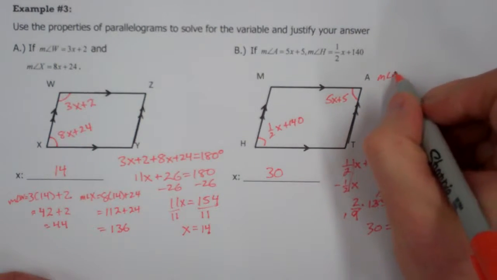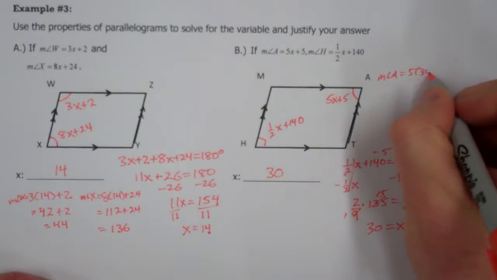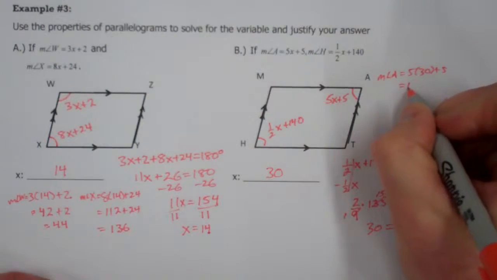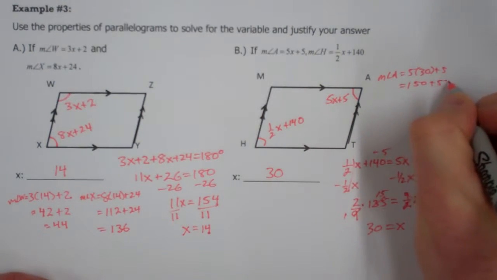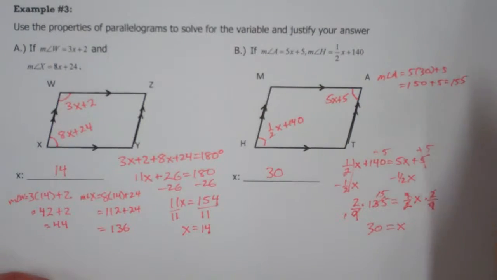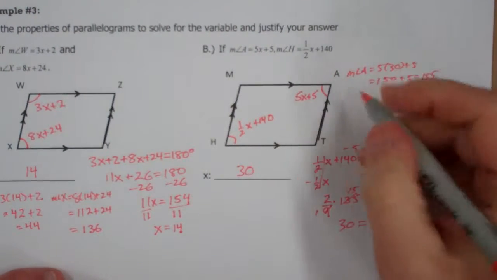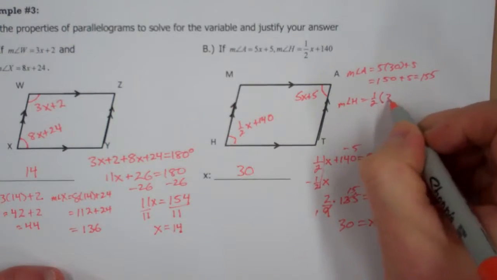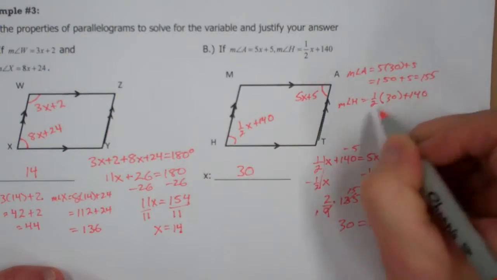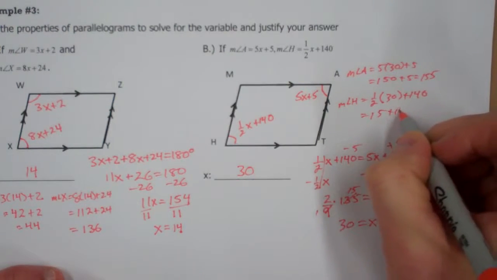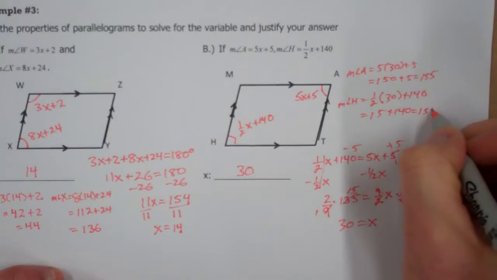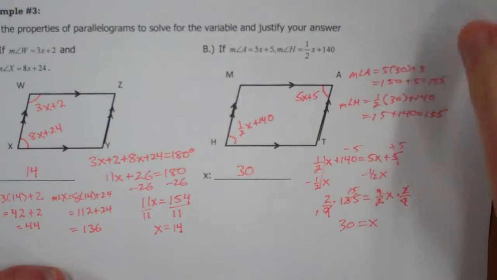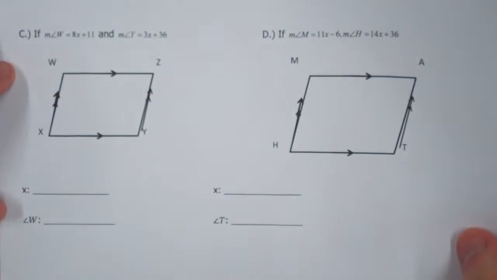So the measure of angle A is 5 times 30 plus 5. Well, that's 150 plus 5, which is 155. Hope you can see that over there. And then the measure of angle H is 1/2 times 30 plus 140. And that's going to be 15 plus 140, which is also 155. We have a couple more left to do here. We've got part C and part D.